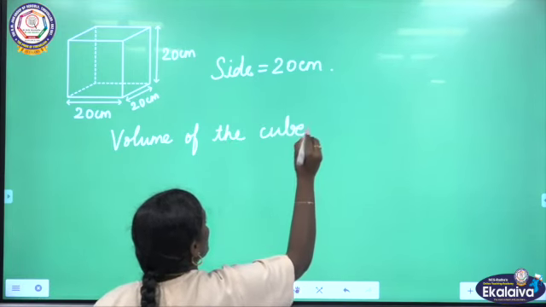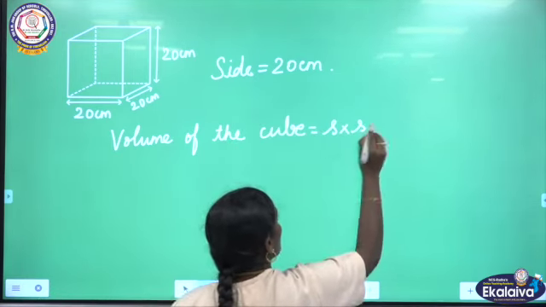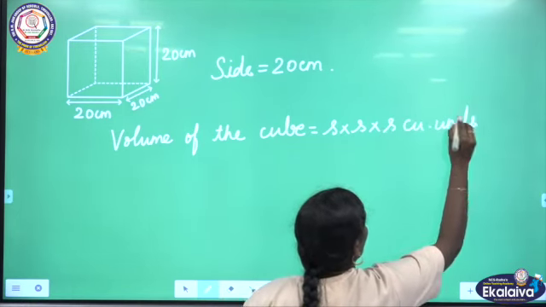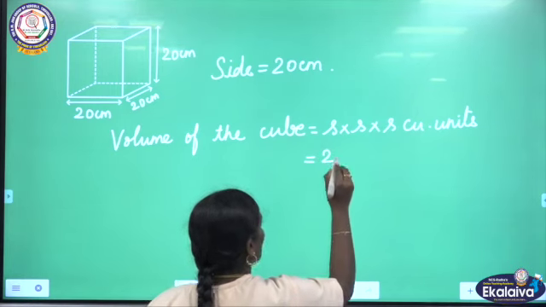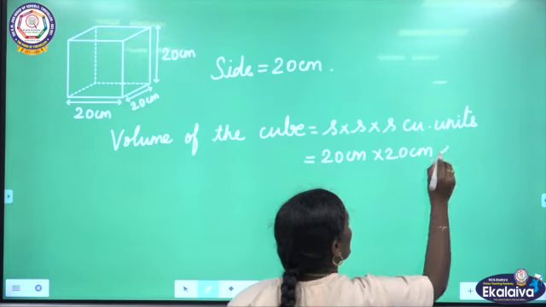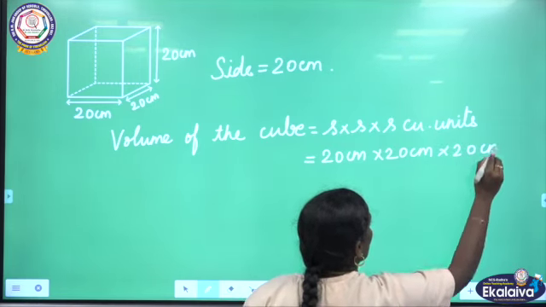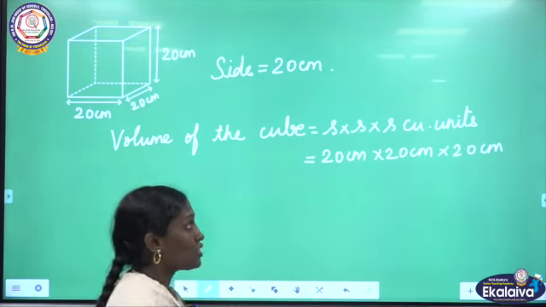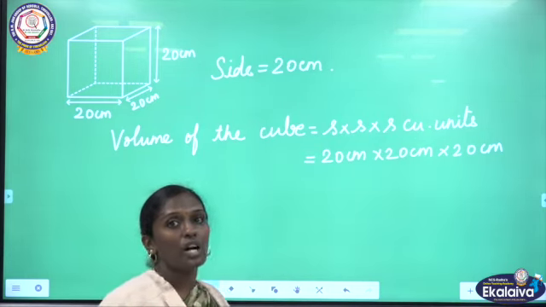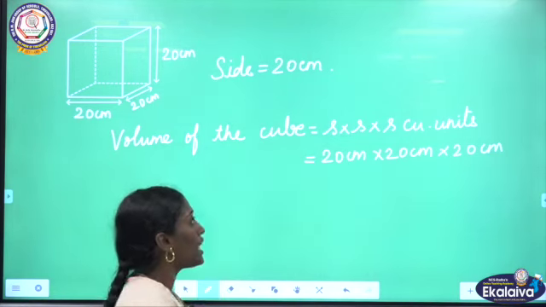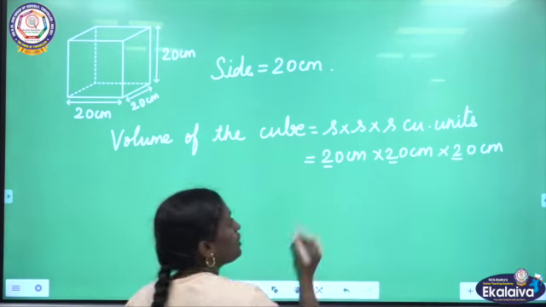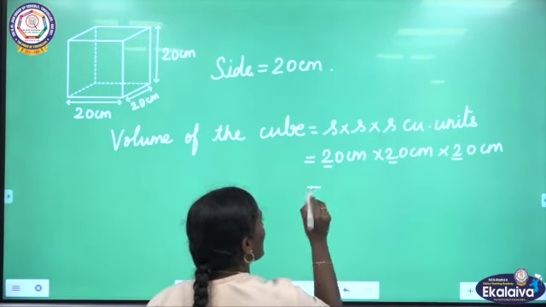Volume of the cube is equal to side into side into side cubic units. So side is equal to 20 centimeter into 20 centimeter into 20 centimeter. While the numbers are ending with 0, we can multiply the numbers, then we have to add the zeros we left in the answer. So I am going to multiply 2 into 2 into 2. Okay, 2 2s are 4, 4 2s are 8.